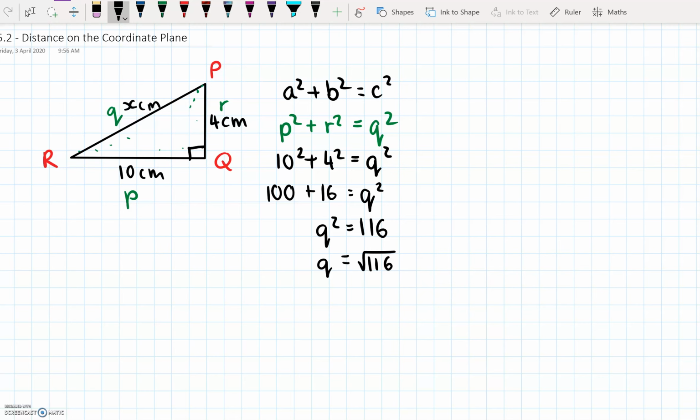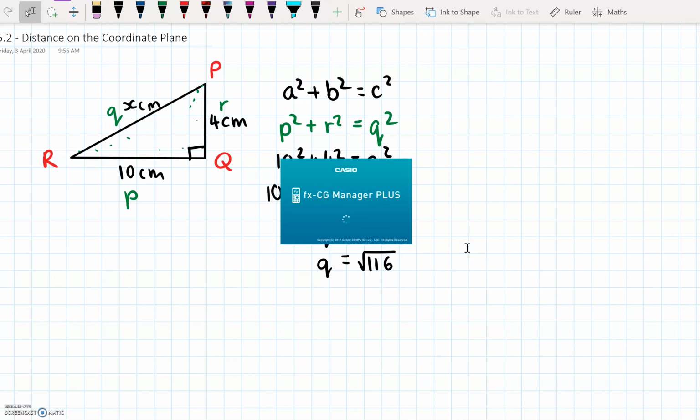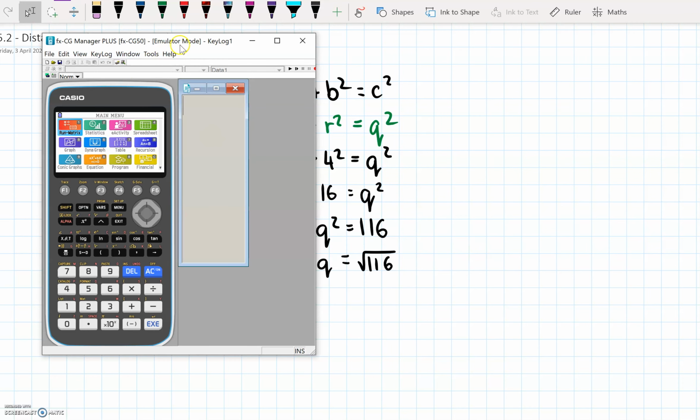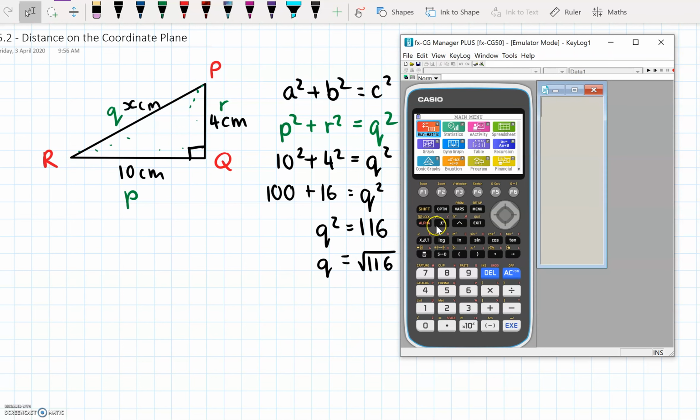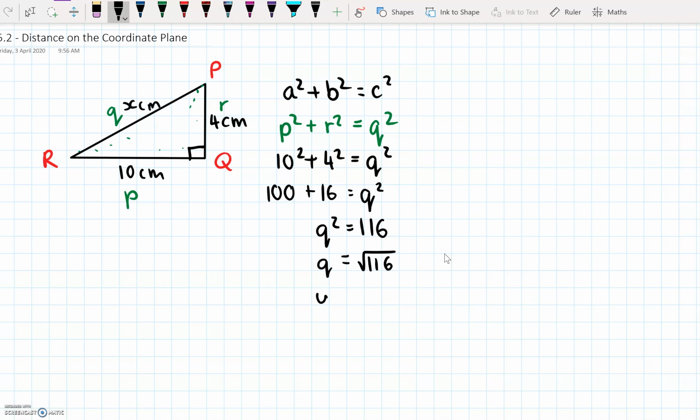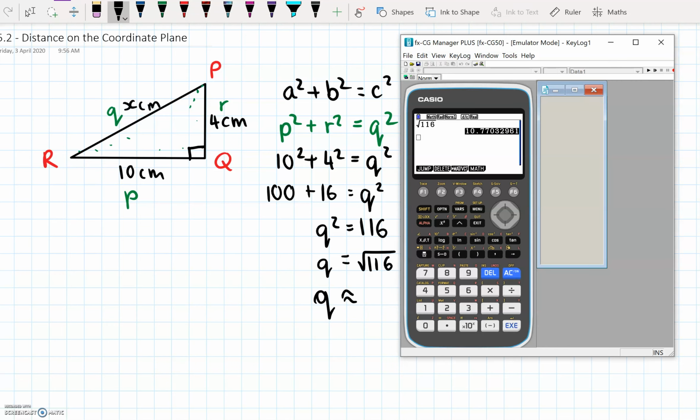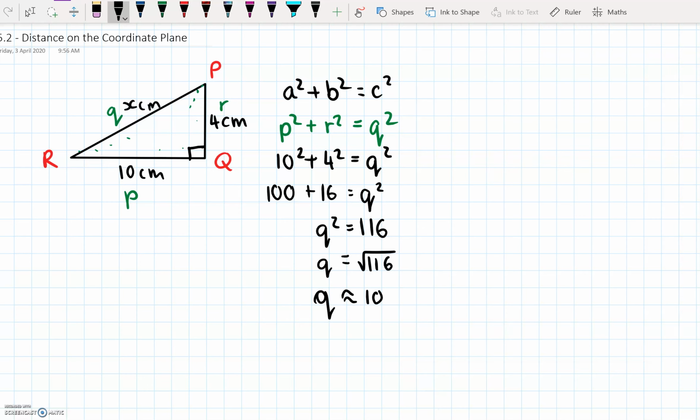Now I'm going to type that in on my calculator. I have a nice fancy one. I can do it on the screen. Okay, so we have the square root of 116. Okay, and we want this as a decimal, not as a square root. Okay, because it's a distance, so we don't usually write a measurement in root form. So it's going to be Q is approximately equal to 10.77 centimeters. Okay, and there we go. So this is how you find the length of the hypotenuse in a triangle. We did this last lesson.